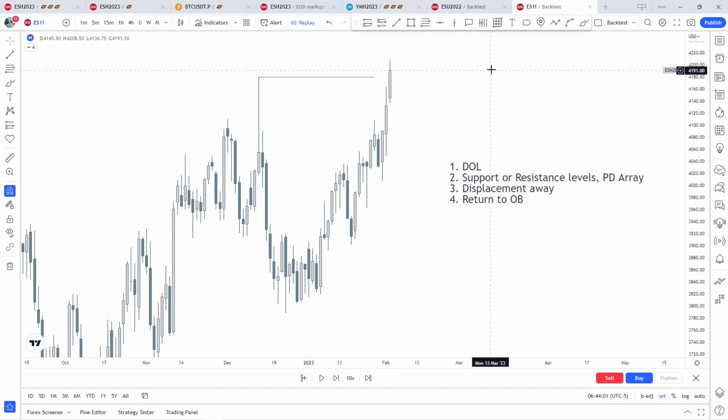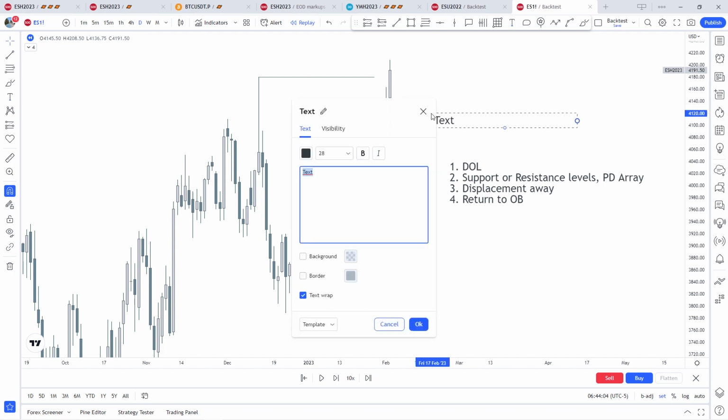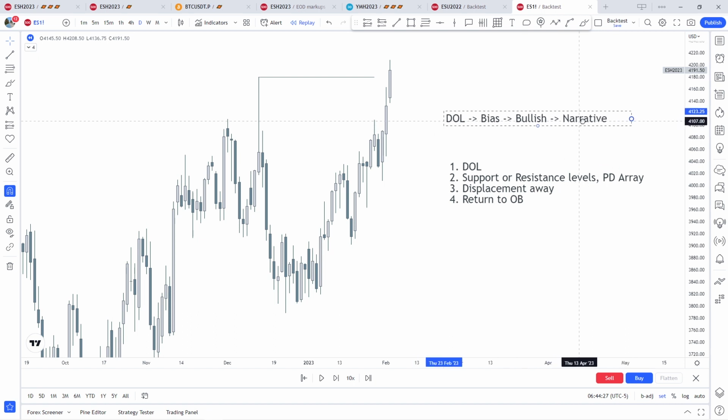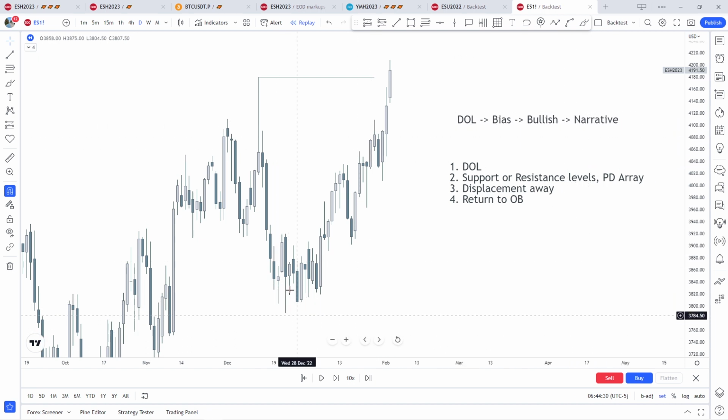Draw on liquidity leads to your bias. Let me write that down. DOL leads to your bias. In this case, bullish, then the draw on liquidity and how price delivers into your draw on liquidity becomes your narrative. So if we look at this situation, we are bullish, our draw on liquidity is buy side liquidity, of course, everything is in hindsight. Since it's on the buy side liquidity, our bias is bullish. The narrative is how we will deliver into the draw on liquidity.